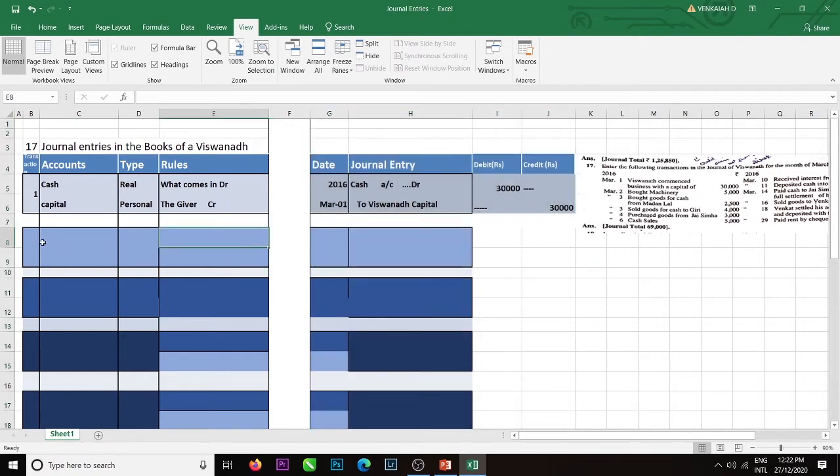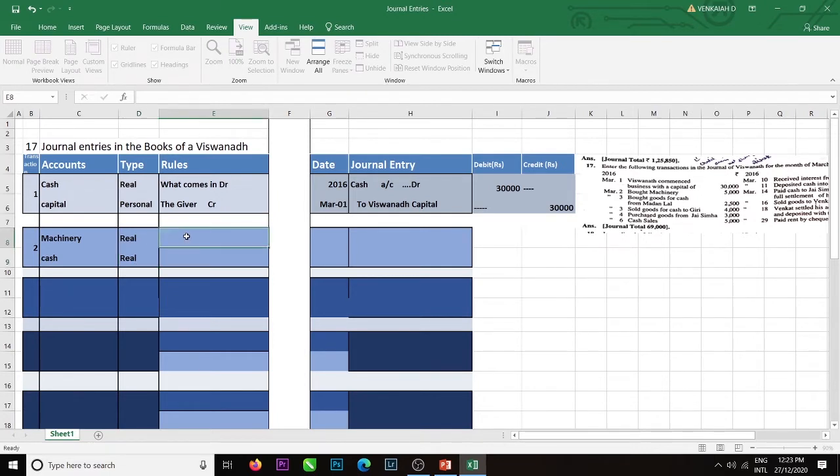Right. Next one is bought machinery 5,000. On March 2nd, transaction 2. What we purchased: machinery. When we purchased machinery, we have to give cash or not. Machinery is an asset, so real account. Then cash also is a real account.